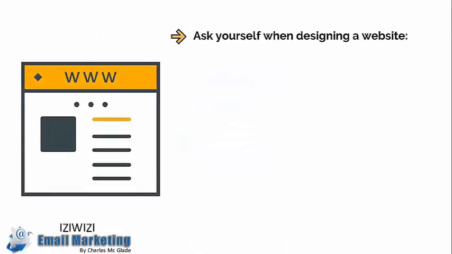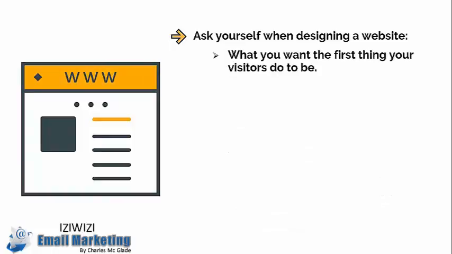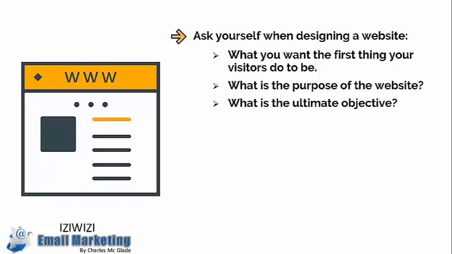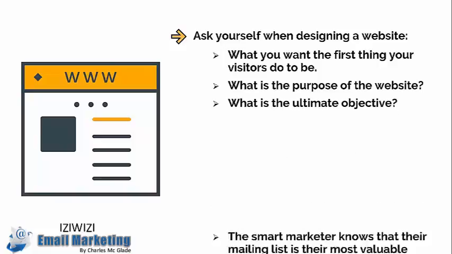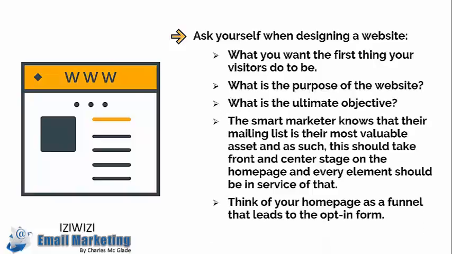One thing you should always ask yourself when designing a website is what you want the first thing your visitors do to be. What is the purpose of the website? What is the ultimate objective? The smart marketer knows that their mailing list is the most valuable asset, and as such, this should take front and center stage on the homepage, and every element should be in service of that. Think of your homepage as a funnel that leads to the opt-in form.